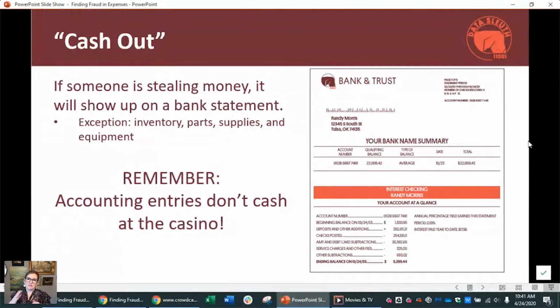If someone is stealing money, it will show up on a bank statement. They could steal inventory, parts, supplies, or equipment. Those are asset related, and we're not talking about that. We're talking about cash transactions. They're going to pull cash out of the bank, not take an asset and then sell it. All of the things we're talking about today will show up on a bank statement. Just because something looks weird in the accounting system doesn't mean there's fraud until you've identified the cash that someone could have taken to a casino, could have gone shopping with, or whatever.